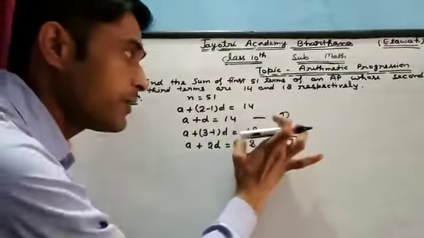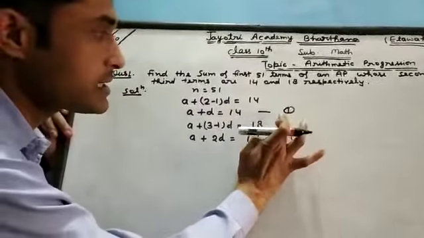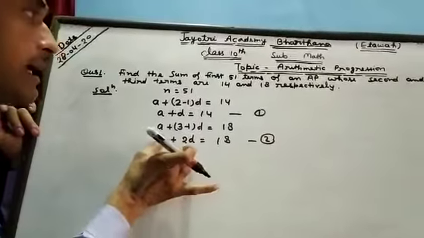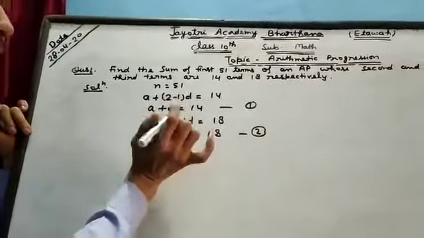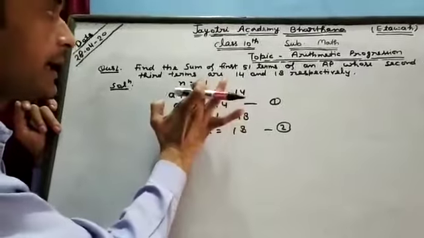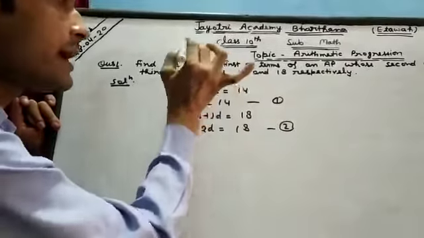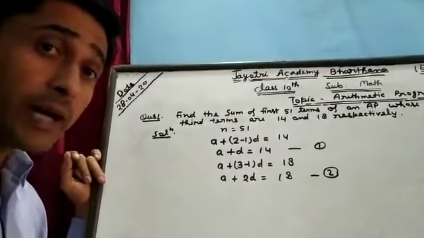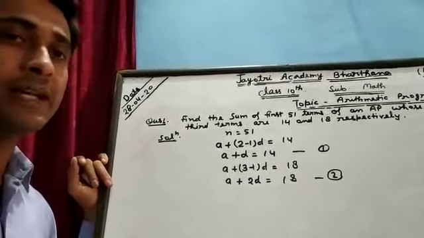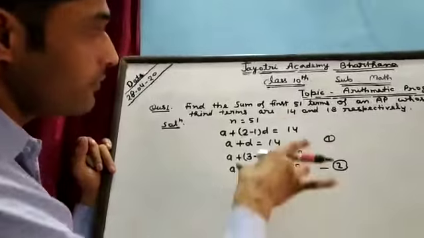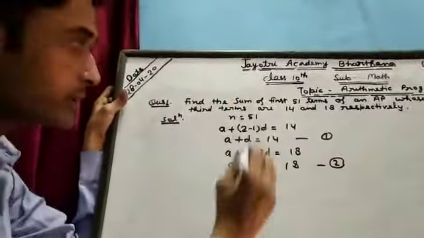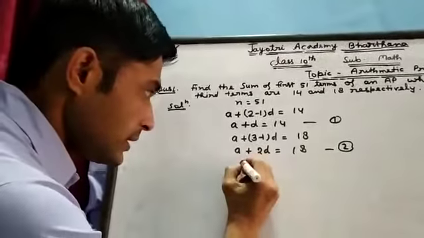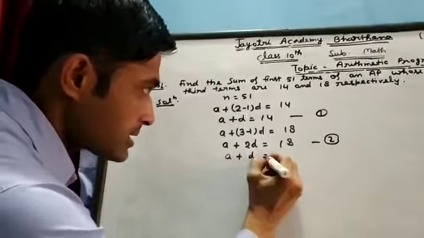Students, firstly we solve equation first and second. From these equations we find A and D. After it we put A, D and N. After it you have to find the sum. After it we use the formula Sn equal to n by 2, 2a plus n minus 1 into D. With the help of this formula we find the answer. So now look, A plus D is equal to 14.